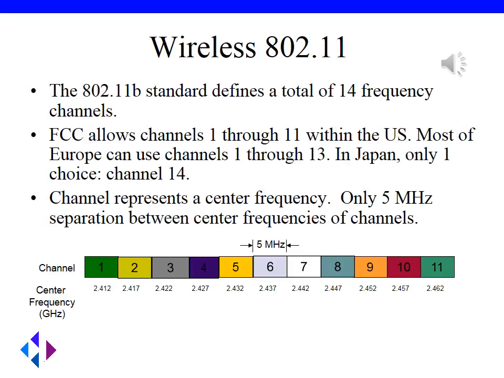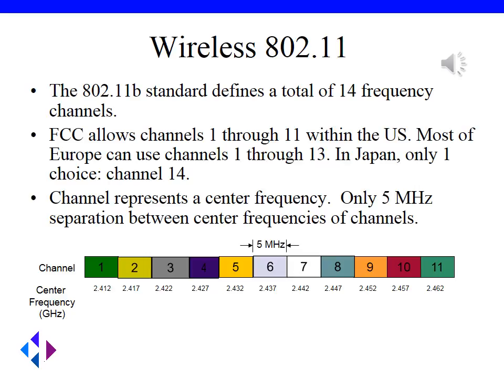Let's talk a little bit about how the 802 wireless system is set up and also how it may be set up in a business environment. First of all, the standard defines a total of 14 different frequency channels. So you have 14 different paths for data. In any situation, you could have up to 14, well, in the US only 11, access points on different channels so they wouldn't interfere with each other.